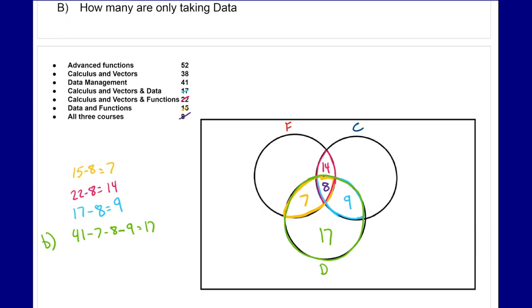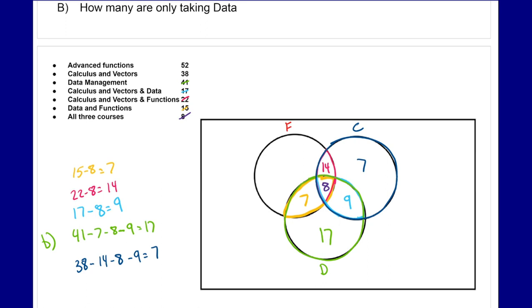But we still want to fill out the rest of the Venn diagram in case we need to know how many students are just taking calculus and how many are just taking functions. The process is the exact same. For calculus and vectors, we're looking at this overall circle. In that overall circle, there are 38 students, minus the 14 that are taking functions as well, minus the 8 that are taking all 3, minus the 9 that are also taking data, leaves us with 7. So there are 7 students that are just taking calculus and vectors.